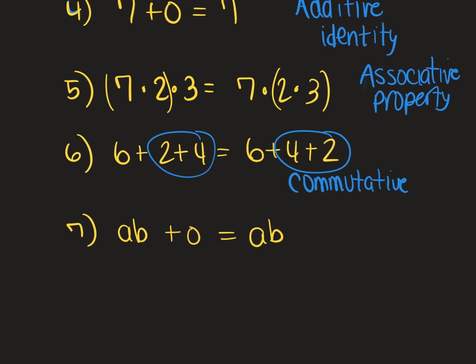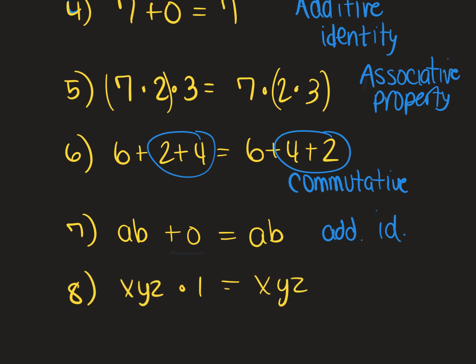All right, here's your next question. Which property do you see? Do you notice? The answer is we're adding 0 to get the same thing. So additive identity. Okay, question 8. XYZ times 1 equals XYZ. The answer is multiplicative identity.